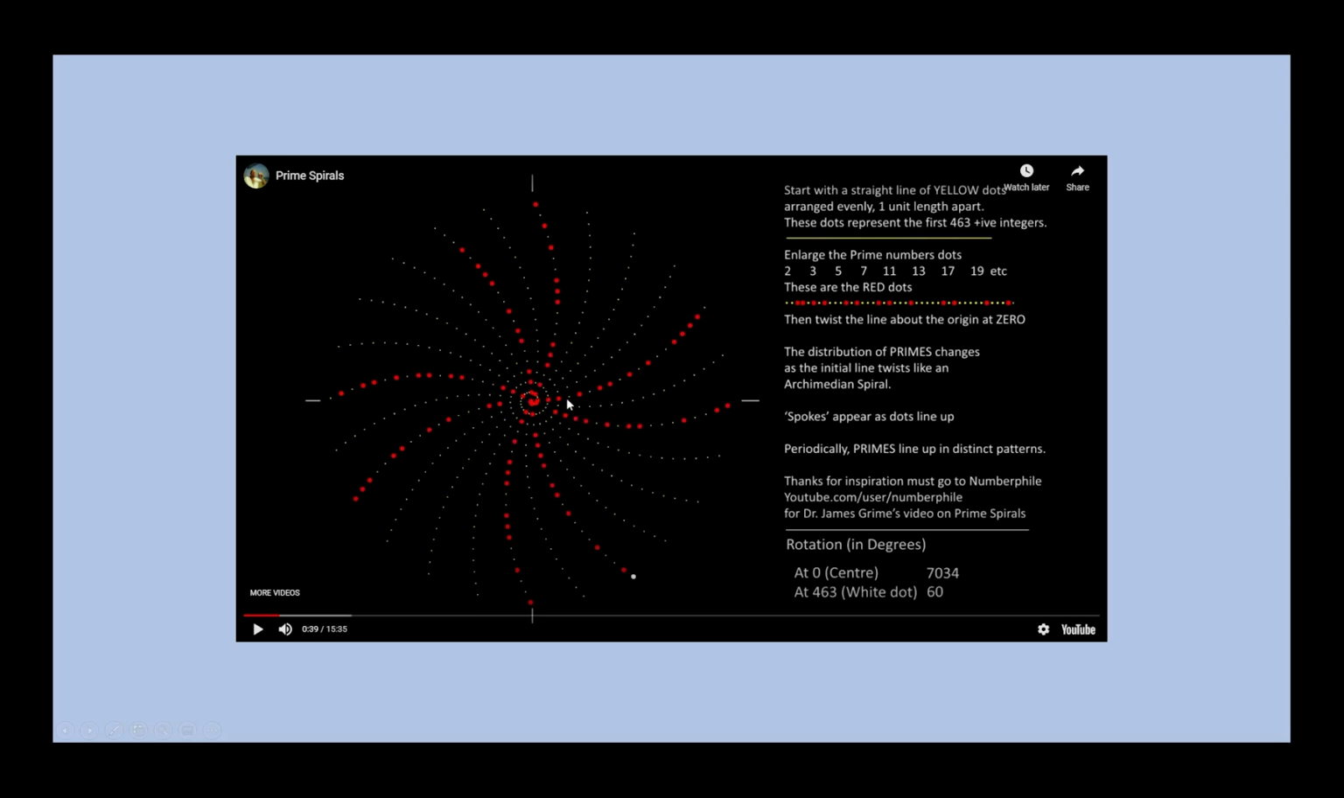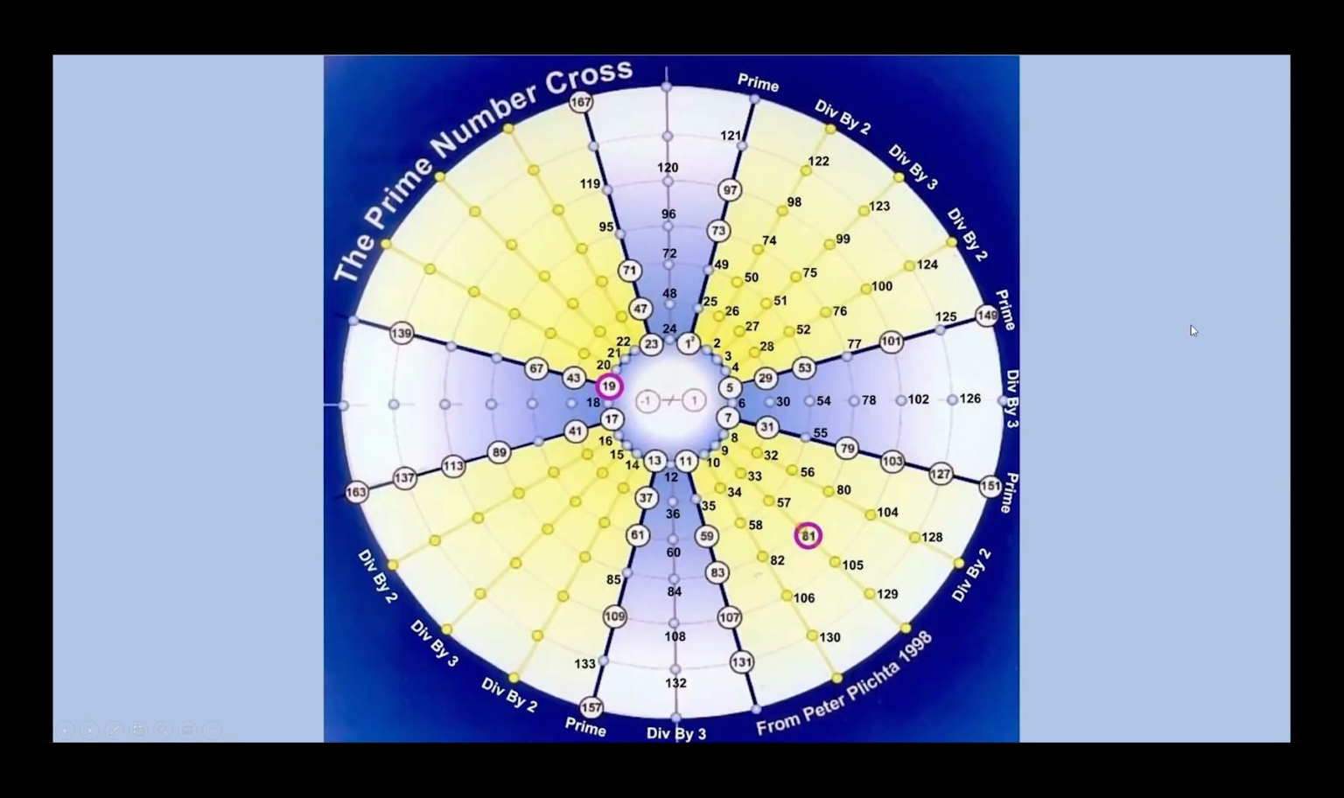But the interesting thing is that at certain frequencies, you see the prime numbers align on specific lines. I think that is pretty cool. And at this frequency, I think it's 24, you get this alignment. And then the thing is pretty interesting that.